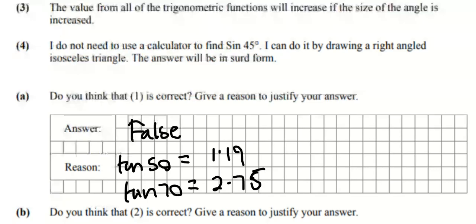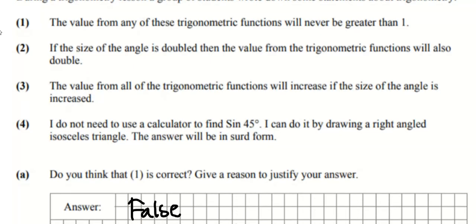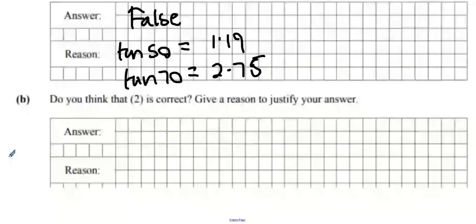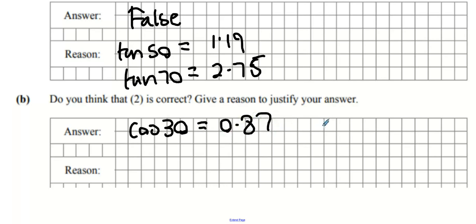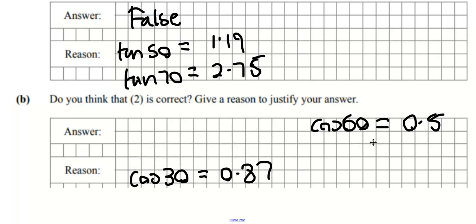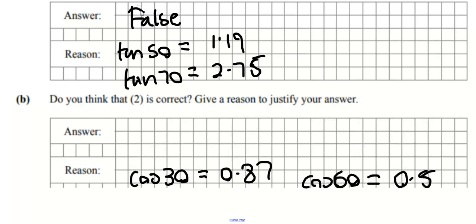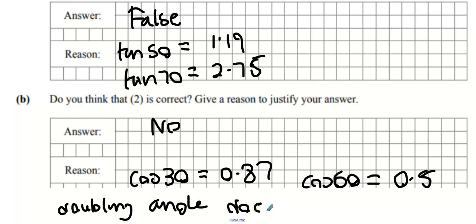Do you think that 2 is correct? If the angle is doubled, then the trigonometric function will also be doubled. Most of you did well with this. Pick any function you want. I'm going to pick cos 30, which is 0.87. Then I'm going to double the angle and get cos 60. And what's cos 60? What I'm basically saying to you guys is, the answer is no. Reason being, doubling the angle doesn't double the value.